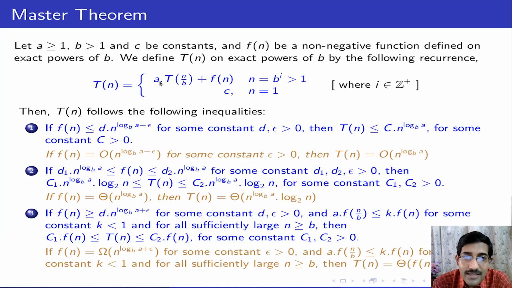Now you can put in our sorting example: go and put back a equal to 2, b equal to 2, f(n) equal to n. See which of the cases you find, and get the result for what your bound is. Obviously you will see that if a equal to 2, b equal to 2, and f(n) equal to n, the case that you will find is case 2. Just try and check it out.